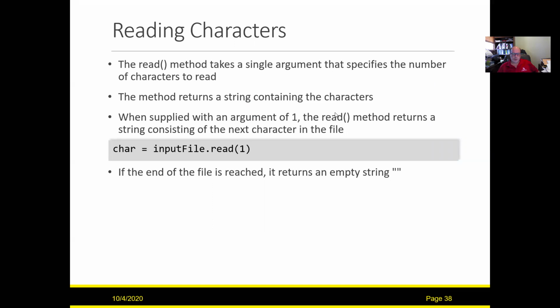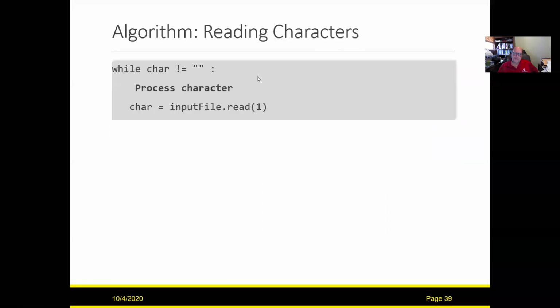So if I'm interested in reading one character at a time, remember, we don't have a character per se in Python. So what we're going to do is use len for a string, and that's going to give us the length of it. So that's going to give us one character. If I want to process the characters in the file, I'm just going to check to be sure it's not null, and I'm just going to keep reading one character at a time.